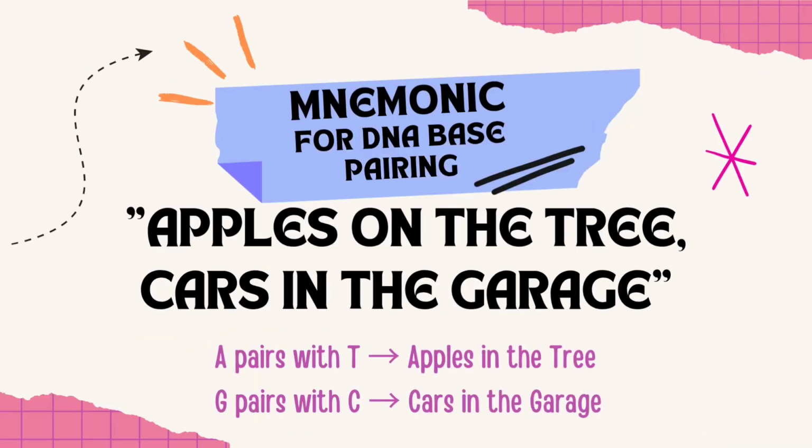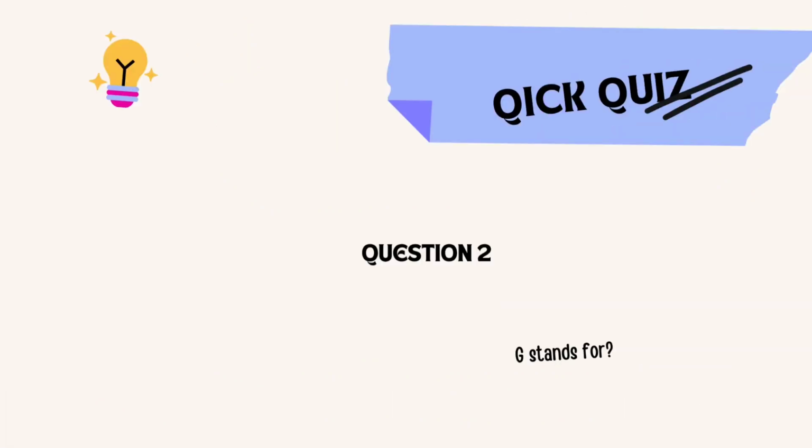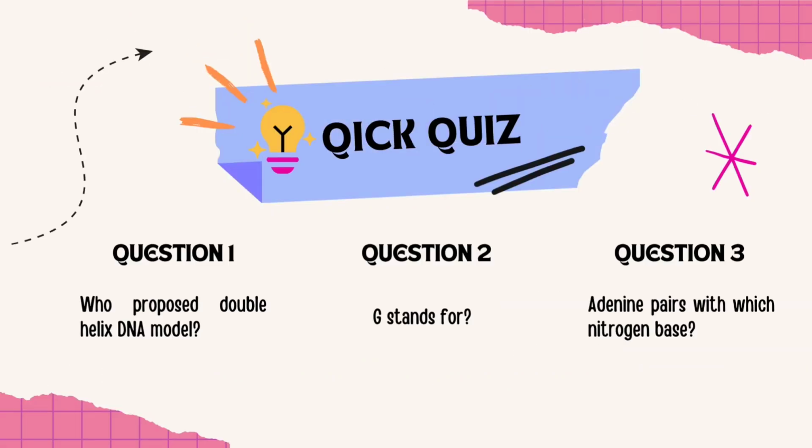Here is one mnemonic for DNA base pairing. How will you remember these purines and pyrimidines and their pairing? See, apples on the tree, cars in the garage. Apples on the tree is adenine with T, and cars in the garage is C with G, that is cytosine with guanine.